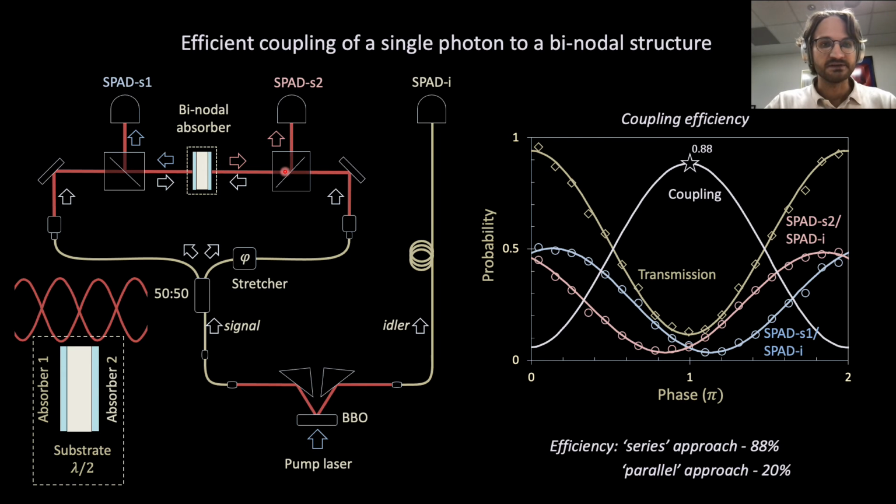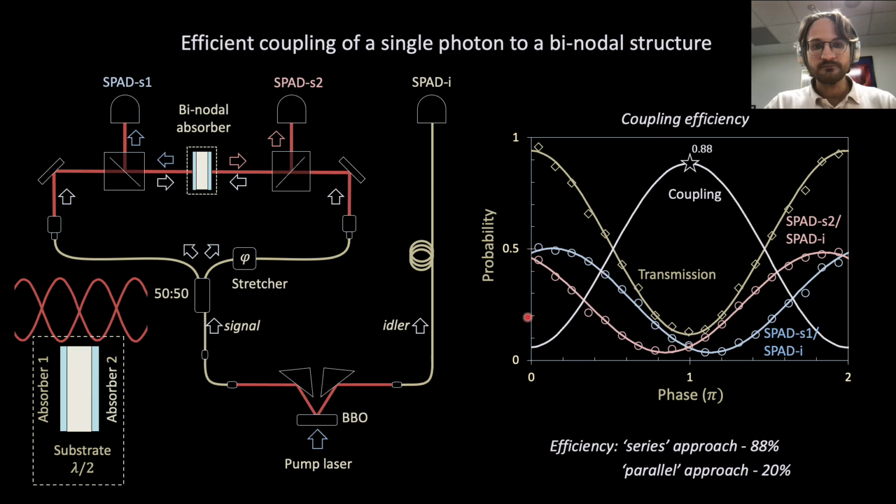The outgoing light is detected by these two single photon detectors. And in the experiment, we measure the probability of photon absorption through coincidence count measurements between this heralding detector and these two detectors as a function of the phase applied by the fiber stretcher. The binodal system we use consists of a transparent substrate and two thin absorptive layers. These absorptive layers are tailored to have the required optical response, while the thickness of the substrate allows us to put these absorptive layers at two neighboring antinodes or nodes of the standing wave.